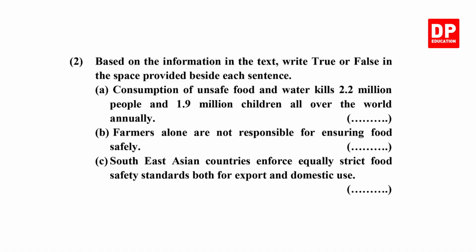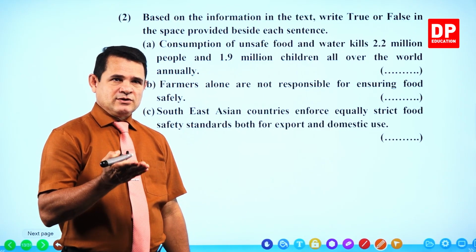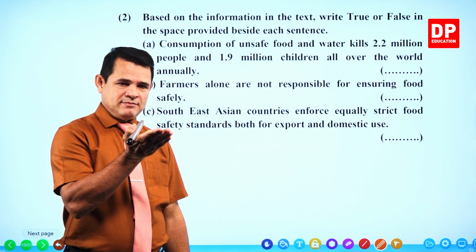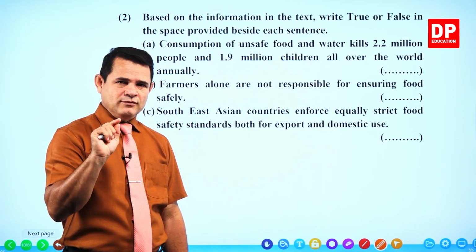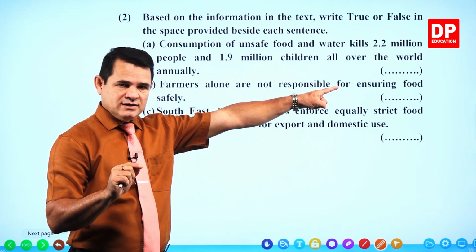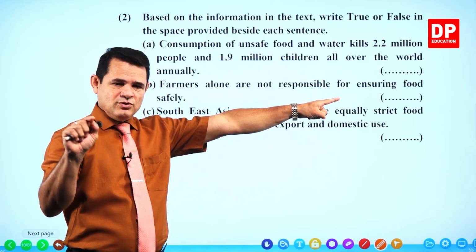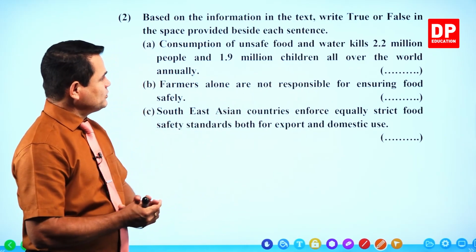Look at the next question. Based on the information in the text, write true or false in the space provided beside each sentence. Now there are some sentences given, so according to the information that you read, write true or false for the sentences given. There's space given in front. Now let's look at it.